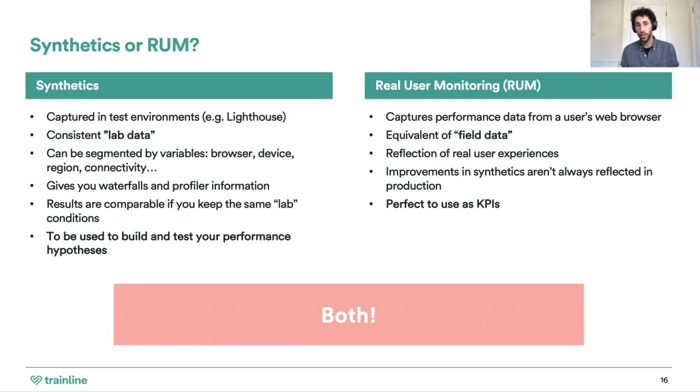And really, user monitoring is the key one, because that's real data. That's what users really experience. So that's the end goal. The end goal is to improve and to create the best experience possible for these users. So those are great to use as KPIs. And then what you're doing is using synthetics to test your hypothesis, to build a backlog. Then you ship those, and then you monitor in production. See, did it have the impact that I thought it was going to have? So really, you need a combination of both.